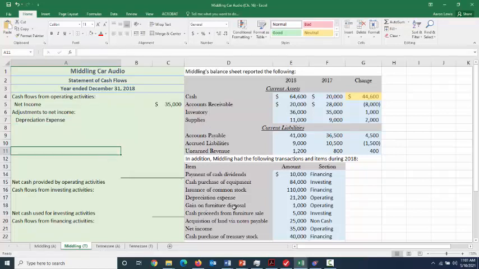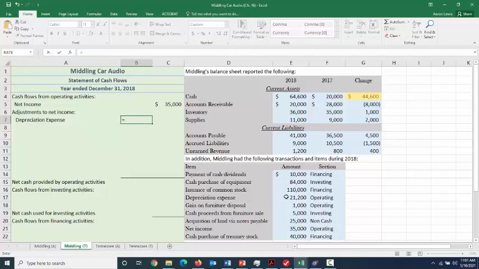And here we have depreciation expense. We recorded $21,200 of depreciation expense during the period. But that doesn't mean we had to send $21,200 worth of cash out to anybody. We just recorded the loss in value of assets that we've already paid for, which means it decreased our net income, but it did not decrease our cash. And what we should do here is add that back in.